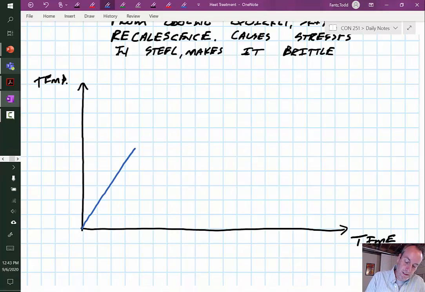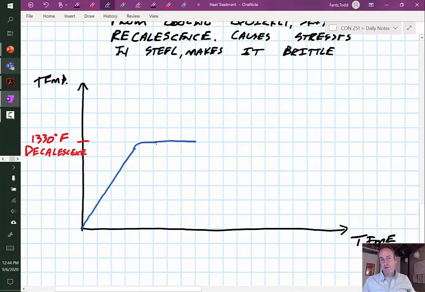This happens up to a certain point, which we described a second ago. That point is roughly 1330 degrees Fahrenheit, and that is our point of decalescence. After that, our steel continues to absorb energy, but it doesn't increase in temperature until this process is basically complete. Then after that process is complete, it'll start going up again as it absorbs more energy and increases in temperature, hits a peak value, and then comes back down.